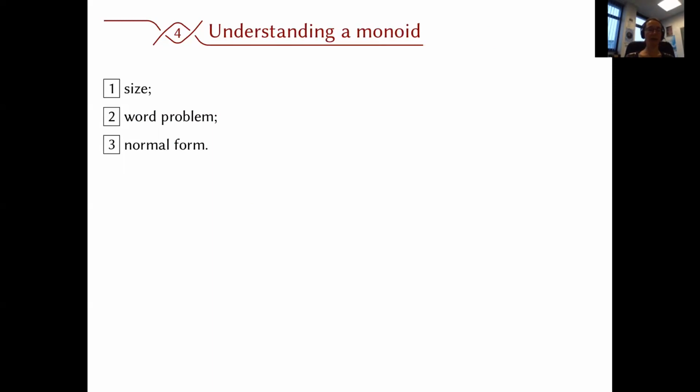Now, when I'm saying that I would like to understand a monoid, I'm thinking about three very basic questions. First, understanding the size, then solving the word problem for a monoid. It means that when I have two words in the generators, I would like to understand if they correspond to the same element or not. And something stronger, the normal form. If I give you a word, I would like to rewrite it to a canonical representative. Certainly, every question resolves automatically the two previous ones. But I prefer presenting them in this order.